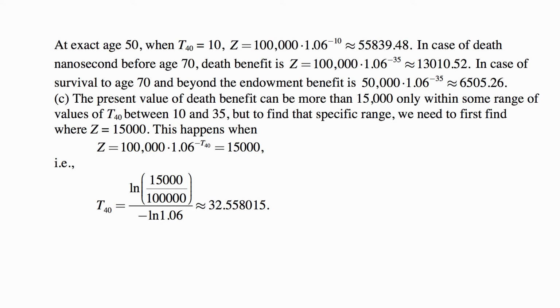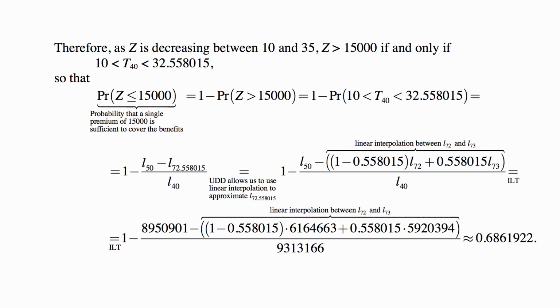And this happens when the present value of the 100,000 payment is exactly 15,000. And that happens at age 32.558015. So we note that because Z is decreasing between 10 and 35, Z will be greater than 15,000 if and only if T40 is between 10 and that age we just calculated, 32.558015.